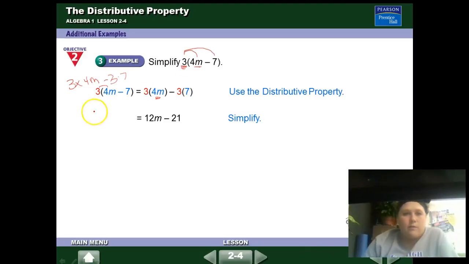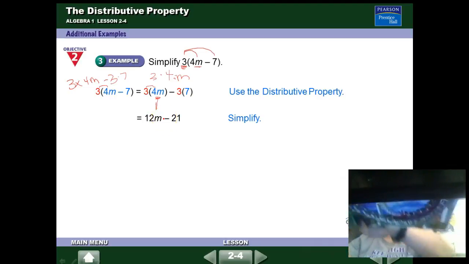3 times 4, when you multiply these together you get 12m, so don't get caught up here. 3 times 4, really what this is saying is 3 times 4 times m, so we got 12m minus 21. This is as simplified as we can get. Unlike our first 2 examples where we had just numbers, this one has a variable and it's going to have to stay with the variable. These do not have that common term piece.